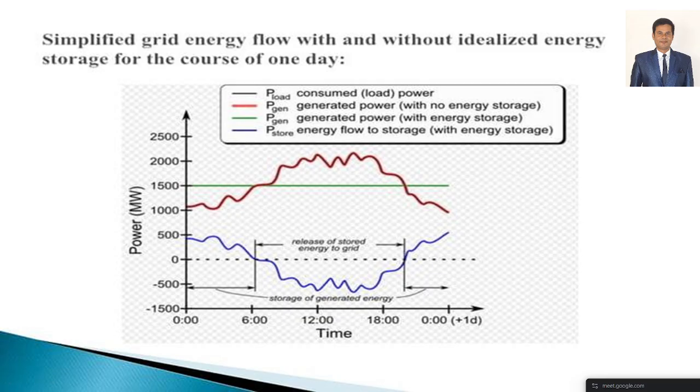So in this we can see the simplified grid power flow, addressing energy storage for the course of one day. You can see these red lines. There is a peak generation, there is a power load, the consumed load power, right? P load is nothing but the power consumed. P_gen means the power generated, with no energy storage. Please take a screenshot, or else monitor and concentrate properly on the slides.